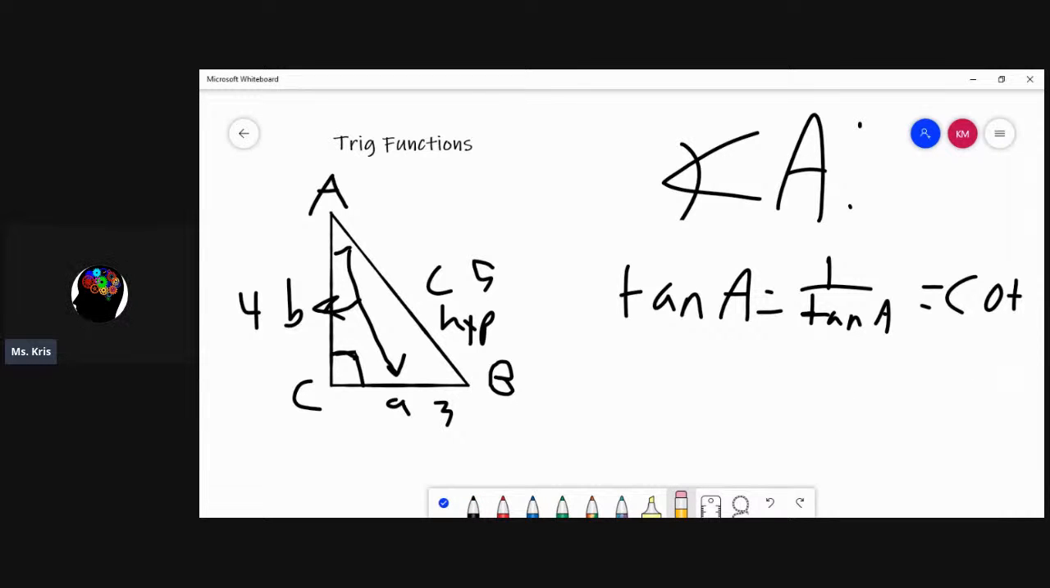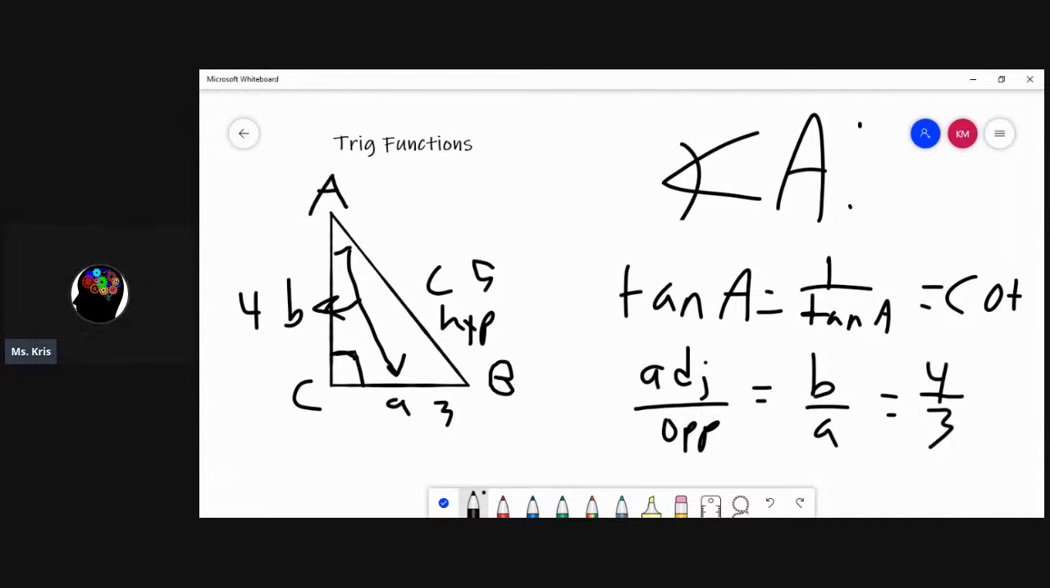So, cotangent, of course, is the flipped version of tangent. Well, tangent is the opposite over adjacent. Well, cotangent is the adjacent over the opposite. And of course, that would be B over A as it relates to angle A. And B over A gives me 4 over 3.